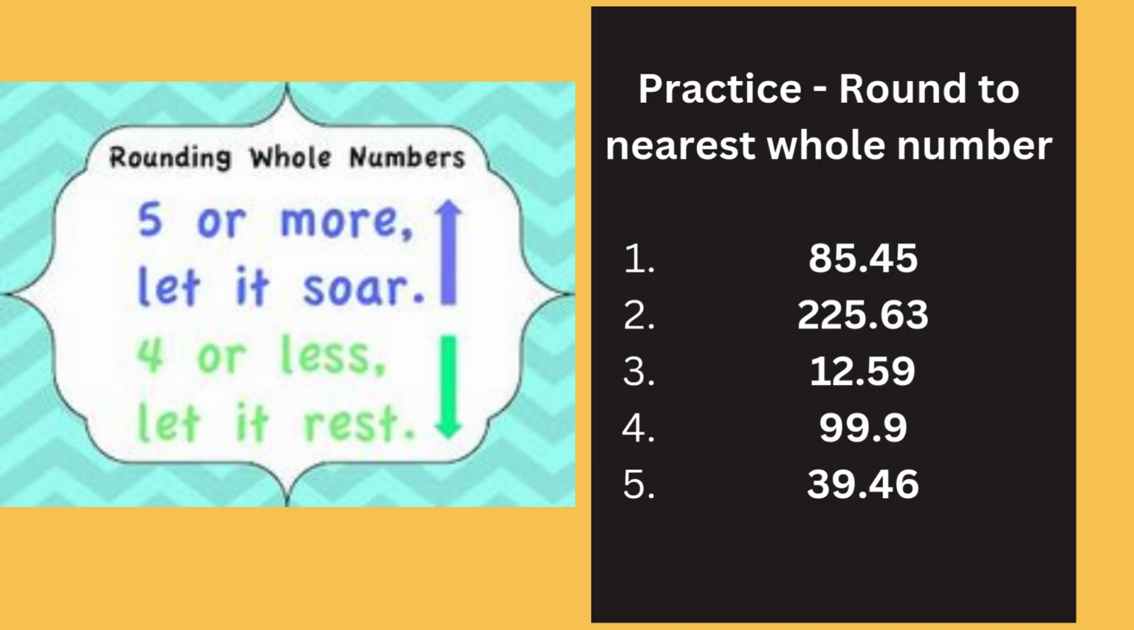The next number is 225.63. So I'm going to look to the right of the decimal point. This is a 6. That's greater than 5. So I'm going to round this number to 226 for the nearest whole number. Next one's 12.59. 12.5, this is 5 or greater. I'm going to round this number to 13.